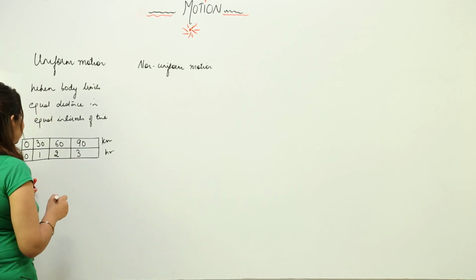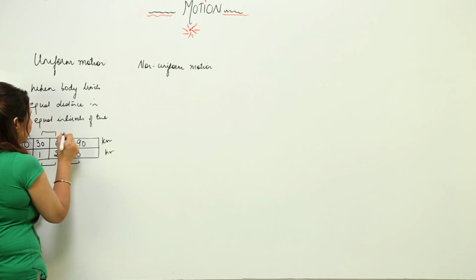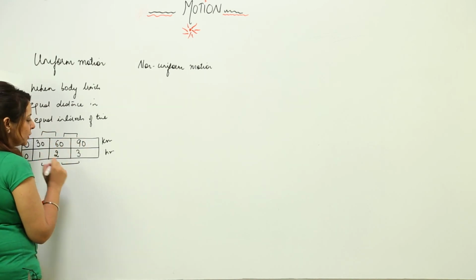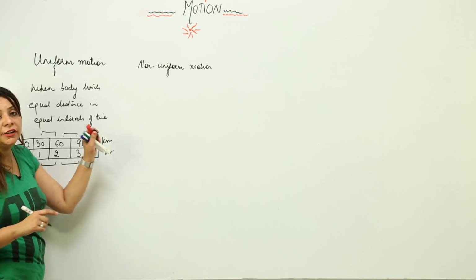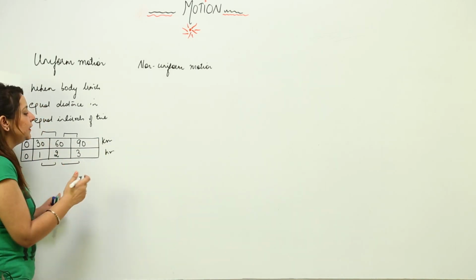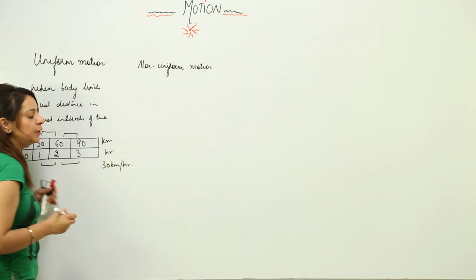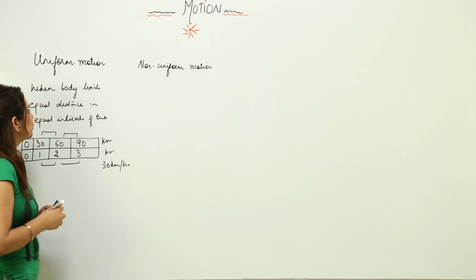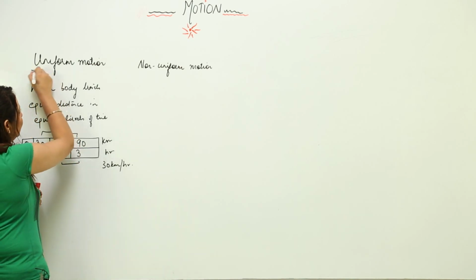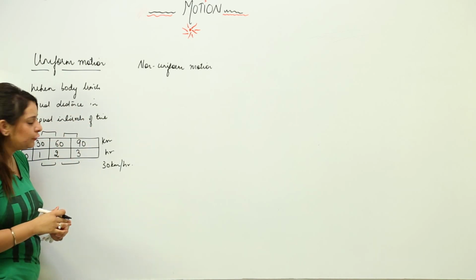So we see that there is an equal time interval, and moreover the body is traveling equal distance. So we say that the body is having a uniform motion, because as you can see, in each hour it is traveling 30 kilometers. So we say that the motion is uniform. That means the body travels equal distance in equal intervals of time.